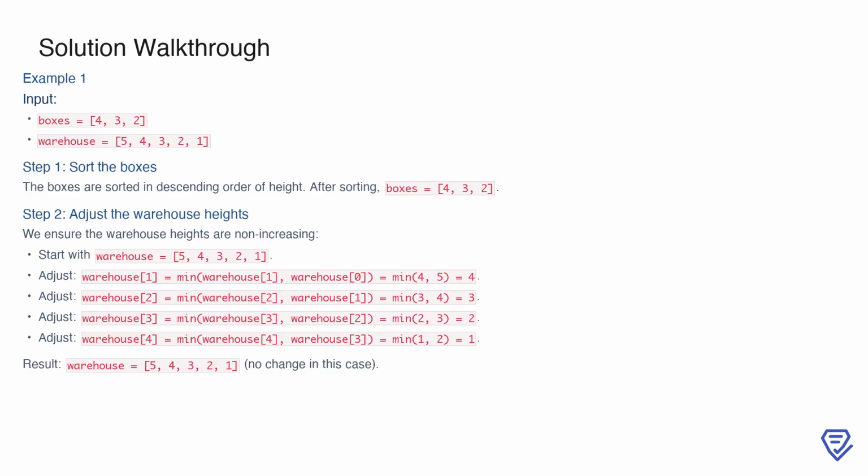Next, we adjust the warehouse heights to ensure they are not increasing. Starting with the original warehouse array 5, 4, 3, 2, 1, we iterate through each position and modify it to be the minimum of its current value and the value of the previous position. This ensures that each position is no taller than the one before it. However, in this case, the warehouse heights are already in non-increasing order, so no adjustments are needed, and the warehouse remains 5, 4, 3, 2, 1.